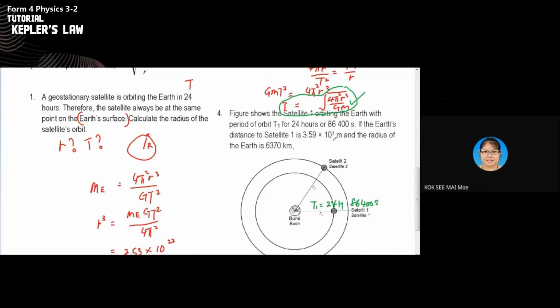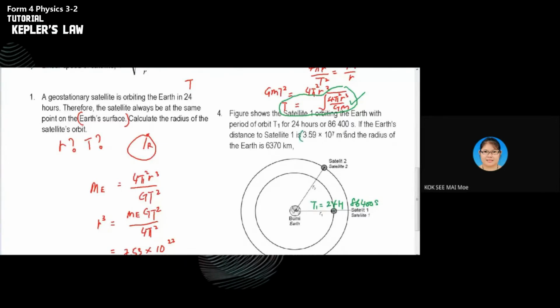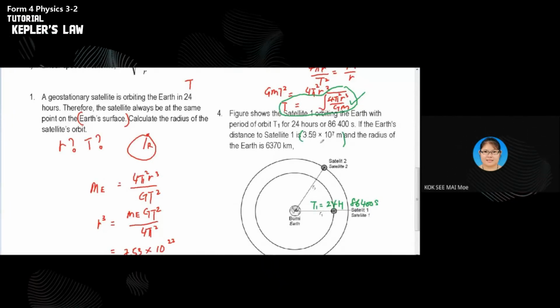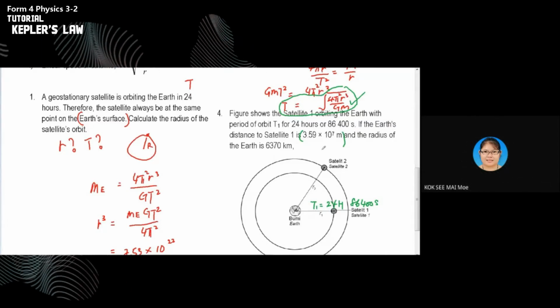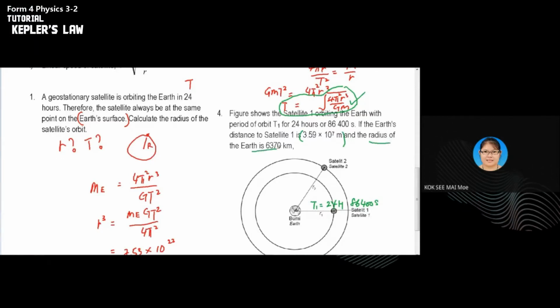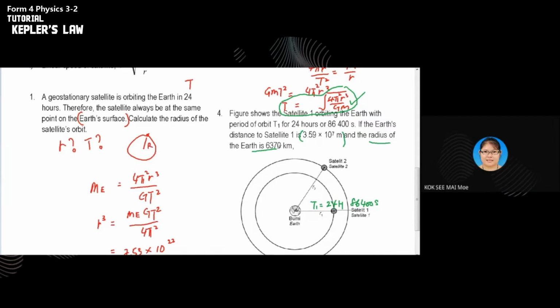If the distance from the Earth to satellite 1 is this one, it means the distance never counts the radius. It's just the distance from Earth to the satellite. After that, one more is the radius of the Earth. Now the question gives you the radius of the Earth, so you must use this one.